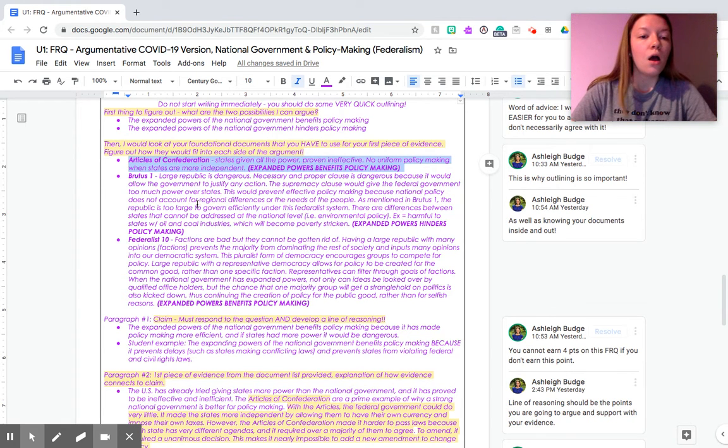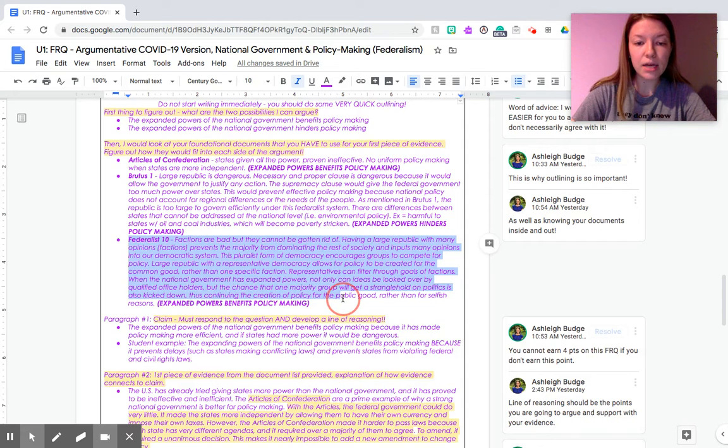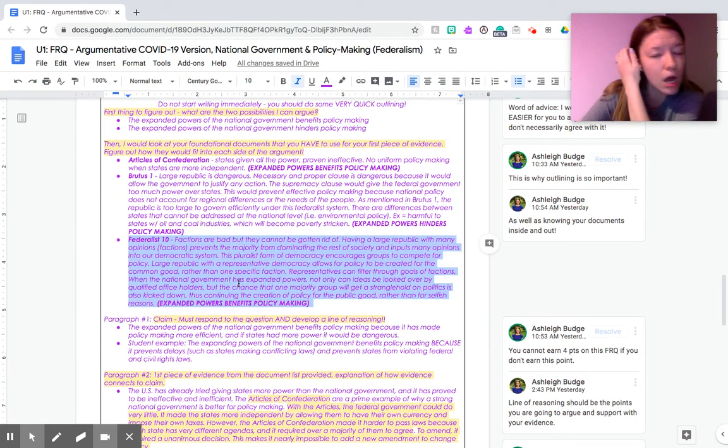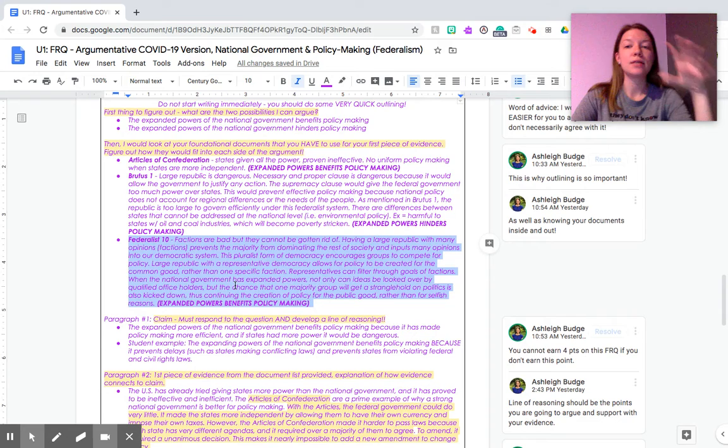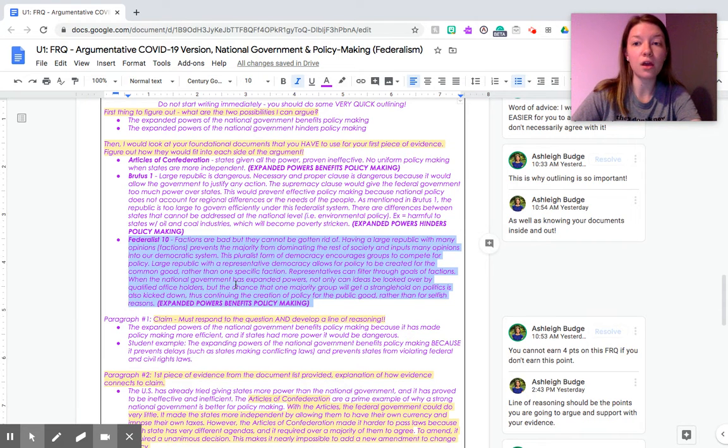Okay. I'm going to go down to Fed 10 because this also deals with expanding powers and makes policymaking beneficial. Because I think, as I alluded to earlier, this is probably the easier side to argue, simply because they have given you two documents that lean toward that side. Okay, so let's talk about Fed 10.